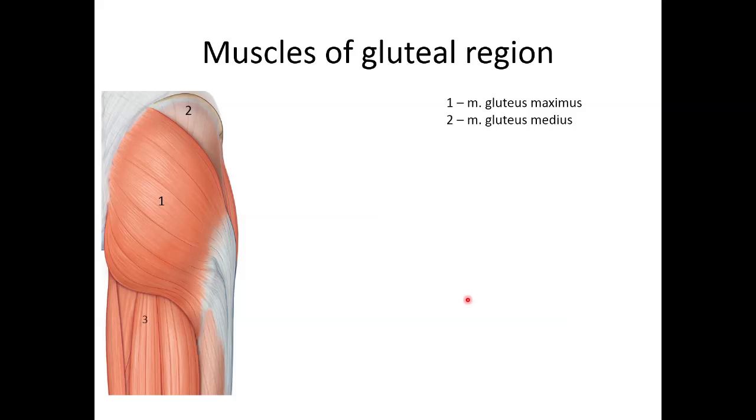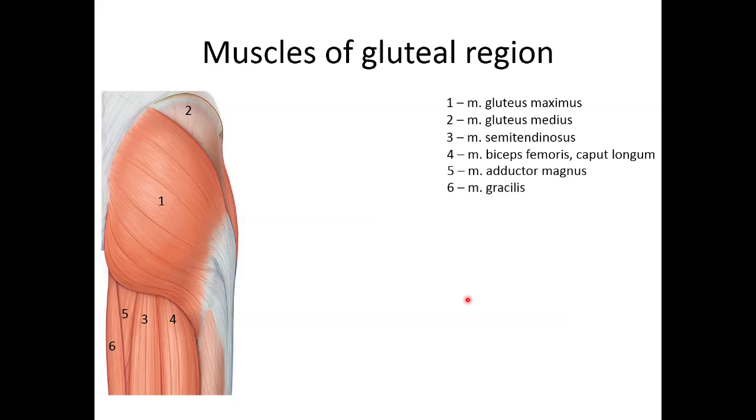Then number 3, it's musculus semitendinosus. Number 4, musculus biceps femoris. Then number 5 is musculus adductor magnus, and number 6 is musculus gracilis.